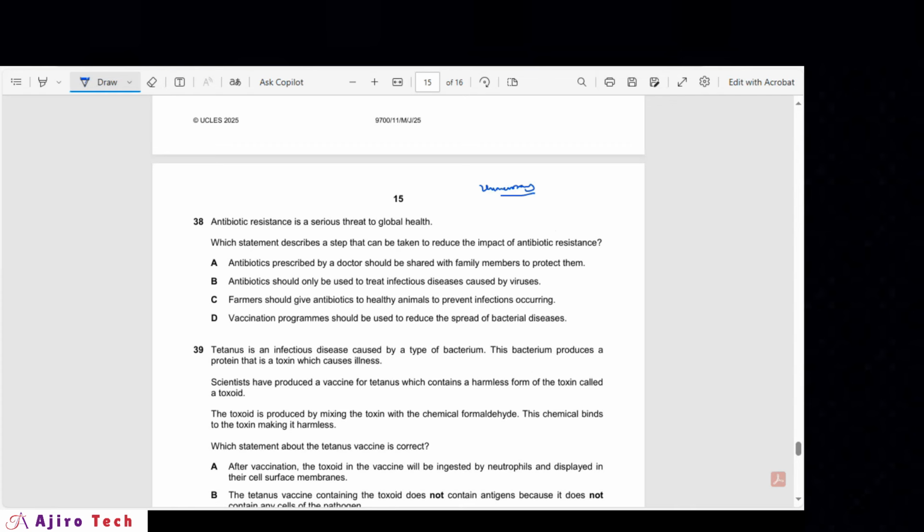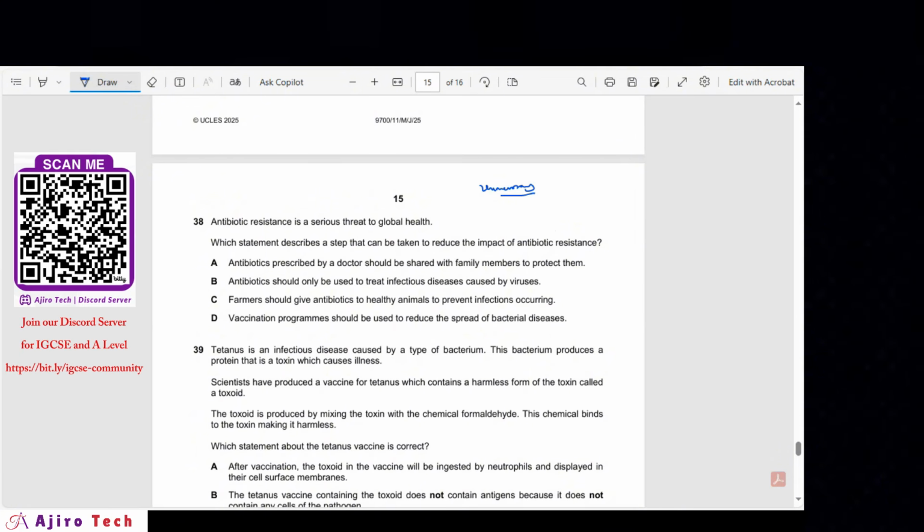Now, when you look at the first option, the statement describes a step that can be taken to reduce the impact of antibiotic resistance. That means people should complete their dose. Antibiotics should not be used unnecessarily, only when prescribed. And one should not just use antibiotics every time he has a disease.